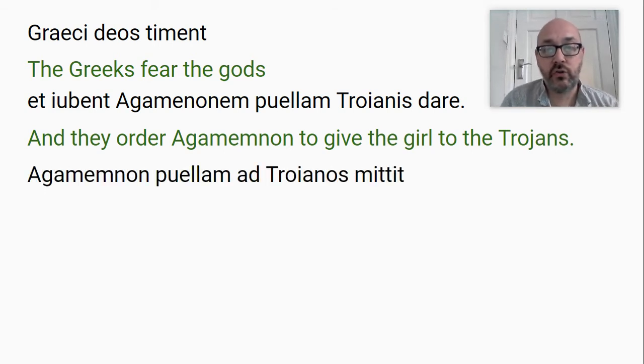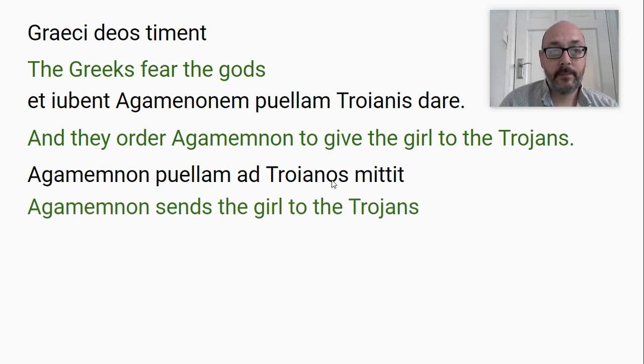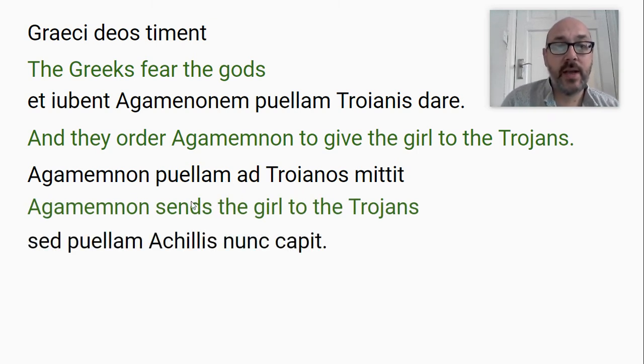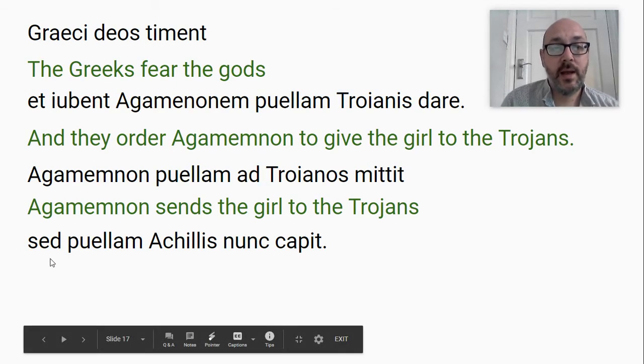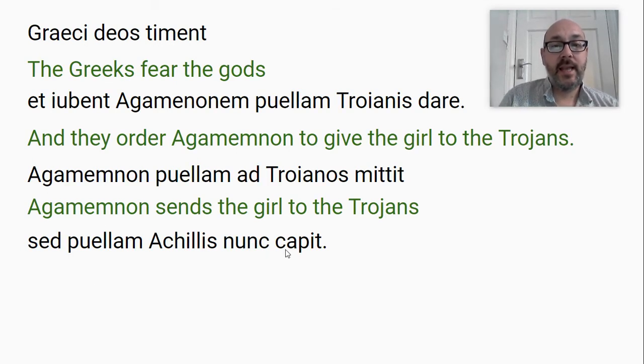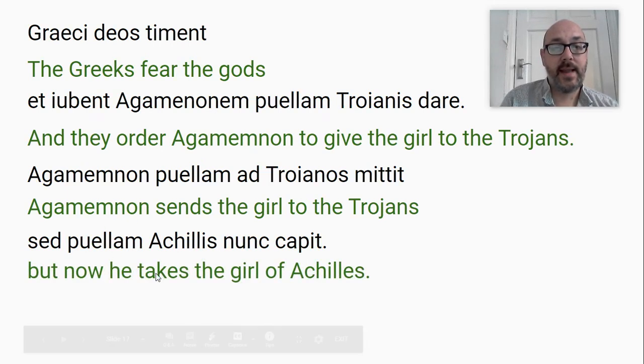Agamemnon puellam ad Troianos mittit. Okay, so Agamemnon, it's a funny ending that, but that's a nominative singular, because that's his name. Agamemnon sends the girl to the Trojans. Again, accusative plural, the O sending. Okay, so Agamemnon sends the girl to the Trojans, but he takes, capio, or captures, he takes the girl of Achilles now. Now he takes the girl of Achilles.